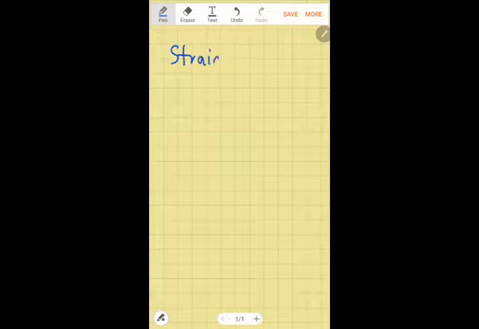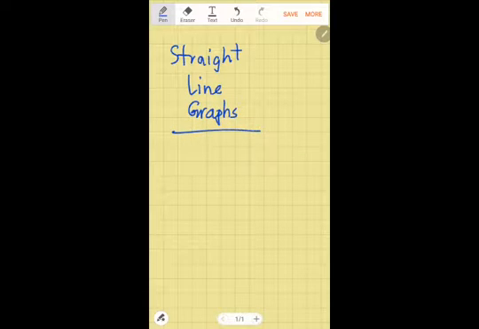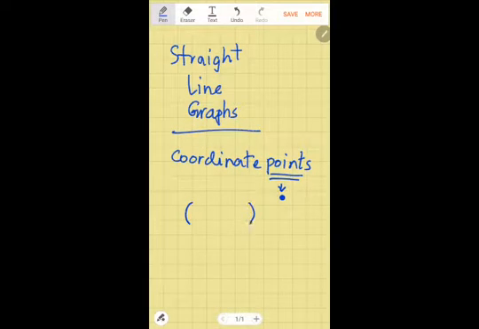Straight line graphs. Okay, so with straight line graphs, you always need coordinate points. This just tells you where the point will go on the grid. Now, when you talk about coordinate points, we are talking about two numbers that are inside a bracket.